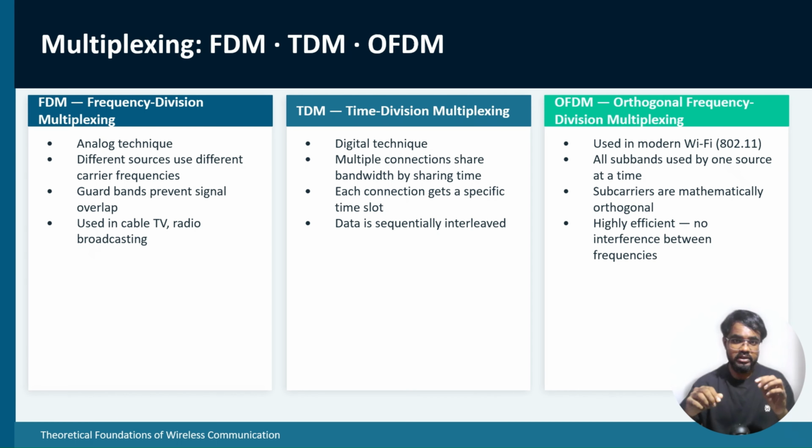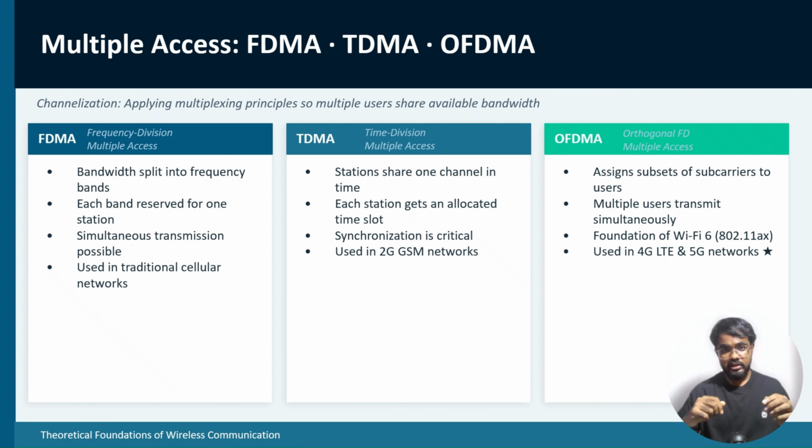Because the frequencies are orthogonal, they do not interfere with each other, making it incredibly efficient for wireless transmission. Multiplexing organizes how data is packed onto a link, but multiple access dictates how stations actually compete for the share of that available bandwidth. When we take multiplexing theories and apply them to multiple users accessing a channel, it's called channelization.